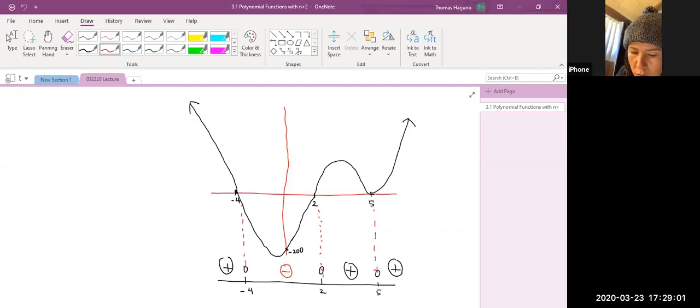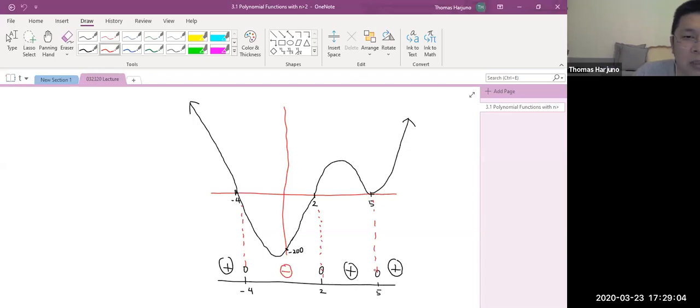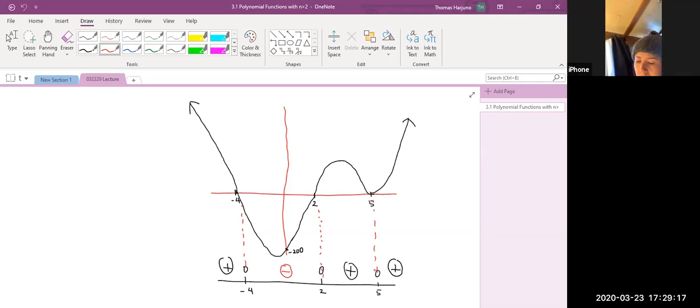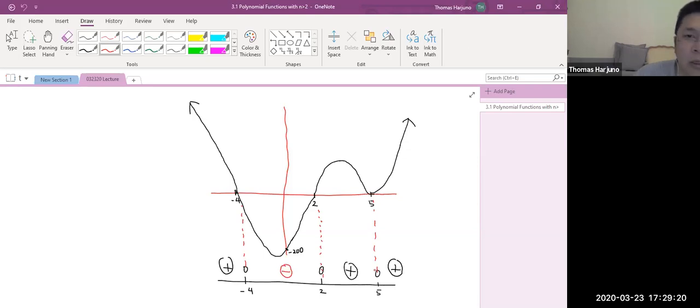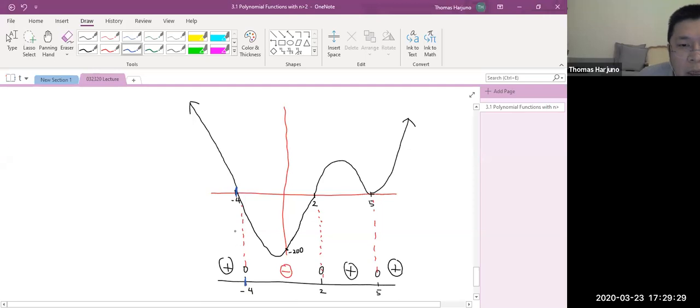Somebody once asked me this question: does the sign always change between critical numbers? And from here I can answer it with a definite answer. The answer is no. It depends on the multiplicity of that zero. Now negative 4 is an odd multiplicity. That's why the sign changes. 2 is also an odd multiplicity. That's why the sign changes. But 5 here is a zero with even multiplicity, so the sign does not change.